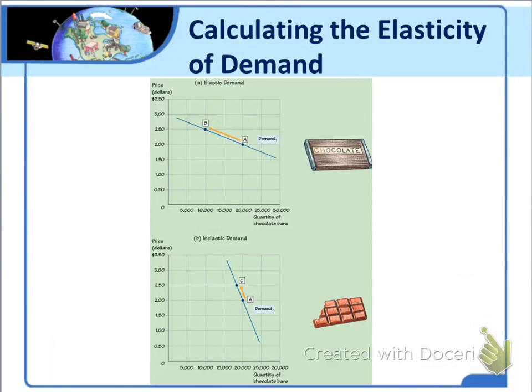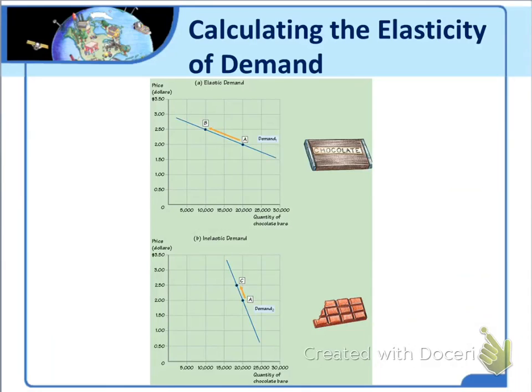Elasticity of demand, which is consumer sensitivity to a price change, can be measured numerically. So now we're going to learn how to calculate the elasticity of demand for a good. To calculate it, we divide the percentage change in the quantity demanded by the percentage change in the price. For example, if a 10% rise in the price of chocolate bars causes the quantity demanded to fall by 20%, then the elasticity of demand is 20% divided by 10%, which would equal 2.